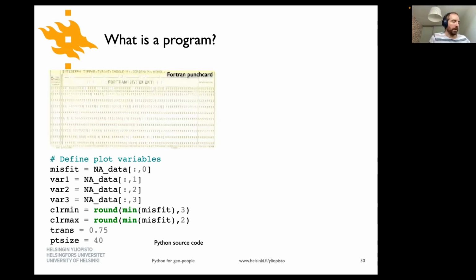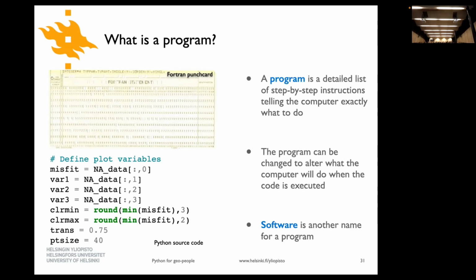Okay, so let's talk a little bit about what a program is. Here are a couple of examples of some programs. An old school Fortran punch card, from back in the days of programming on punch cards. These would be the equivalent of how you would write your code today, but you'd have a whole stack of these punch cards that would then be fed into the computer to execute your code. And then here's a more recent example of some Python source code, which is a little bit easier to deal with than Fortran punch cards these days.